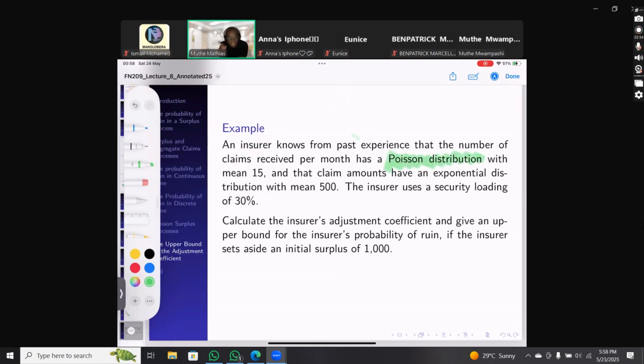Because for the entire lecture since we started, we are making an assumption that we have a compound Poisson process, right? And if you have a compound Poisson, it means we are assuming the number of claims follows a Poisson distribution, right? Once you see I've written that it follows a binomial distribution, everything does not make any sense.